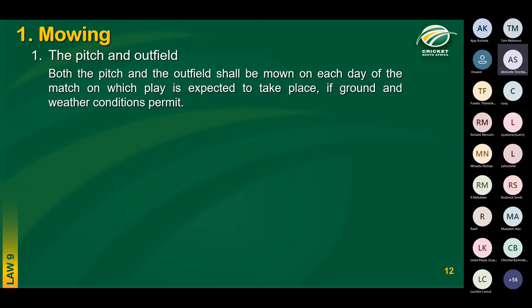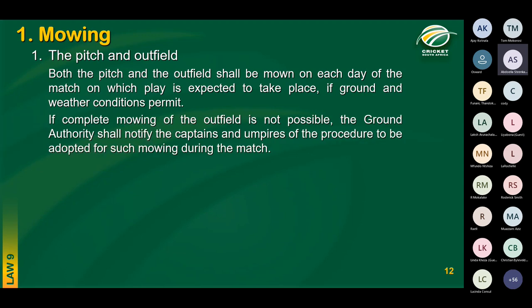So the law tells us, when it comes to the pitch and the outfield, they need to be mowed on each subsequent day. So before the game, let's use the test match as an example. Day one, before the match starts, the ground authority will prepare the pitch and the outfield. Now once the game has started, the law wants both the pitch and the outfield to be mown on each subsequent day. So day two, the law wants the pitch and outfield to be mowed. Similarly for day three, day four and day five. And the reason for this is to try to keep the conditions exactly the same over the 5-day span of the test match.